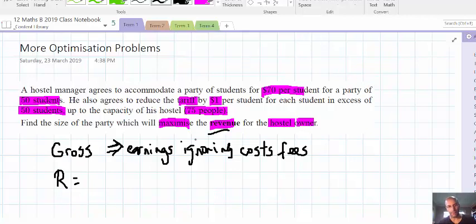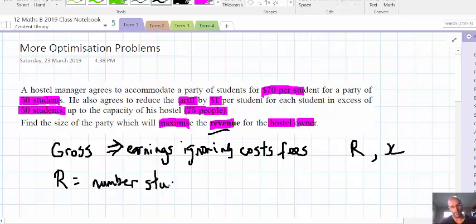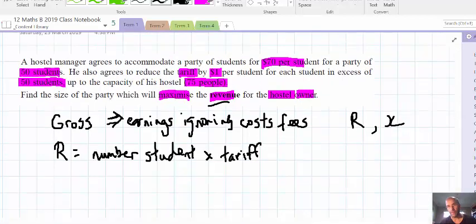So I'm going to let R be the revenue, and we need to find R versus the number of students, which I'm going to make X. So we've got R is proportional to X in some way. In general, R is the number of students times the tariff. So let's see if we can turn that into an equation now, and also look at any restrictions on the domain.